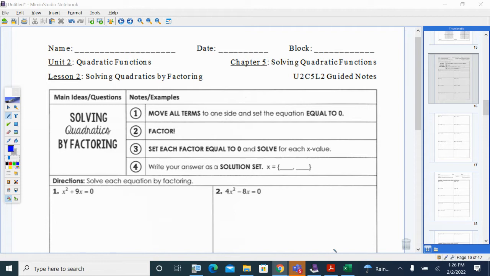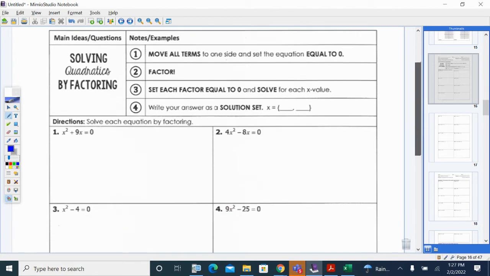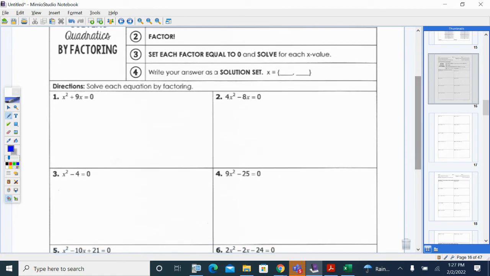Secondly, we're going to factor. Thirdly, you're going to set each factor equal to 0 and solve for each x value. And then lastly, you're going to write your answer as a solution set. Keep in mind, sometimes we don't have two solutions. We may just have one.